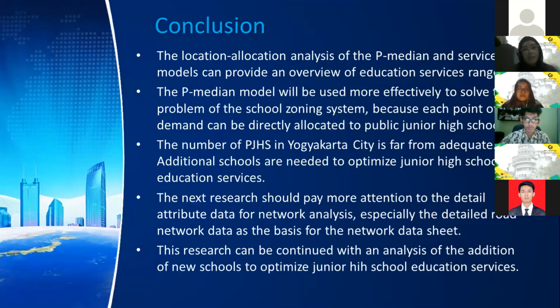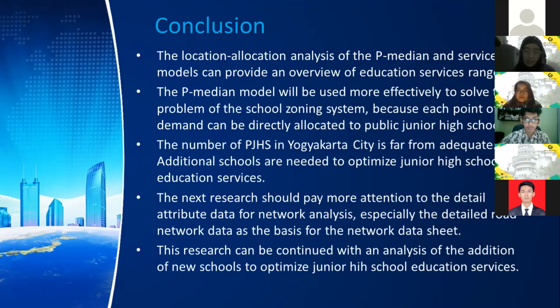Okay, the conclusion: the location allocation analysis of the p-median and the surface area models can provide an overview of education service ranges. The p-median model will be more effective to solve the problem of the school zoning system because each demand point can be directly allocated to a public junior high school. And the number of public junior high schools in Yogyakarta city, as we know, is far from adequate. So additional schools are urgently needed to optimize junior high school education services.